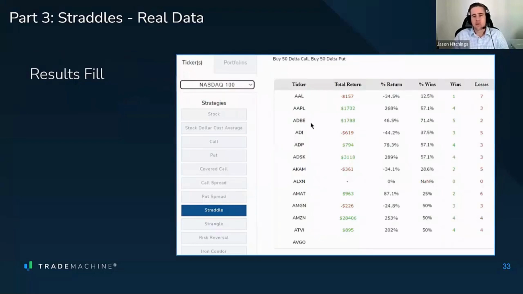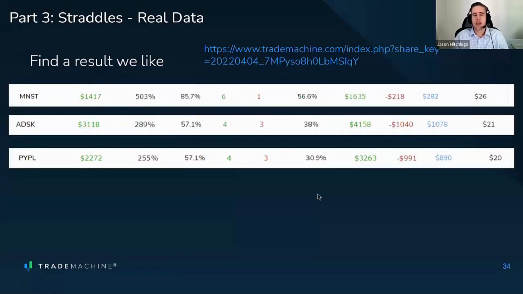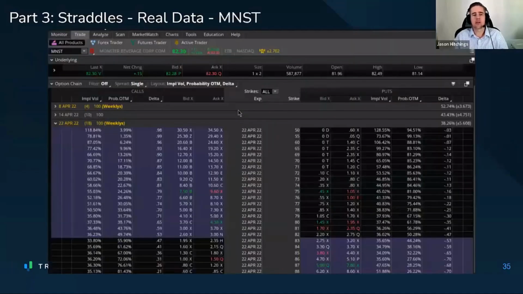Okay, so I let those run, and it starts giving me results. It takes a few minutes to do 100 backtests for these different straddles, and then I just start looking through the results. Then I pick out some ones that look pretty attractive. So it's MNST, ADSK, PayPal. We see these different things, and I like the win rates, and this has a high percentage return on investment. So I'm going to go ahead and pick this as my example, the MNST.